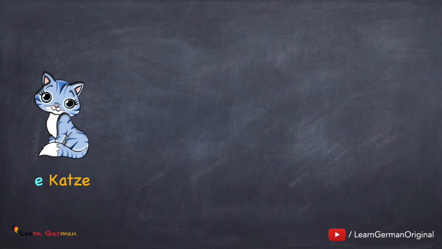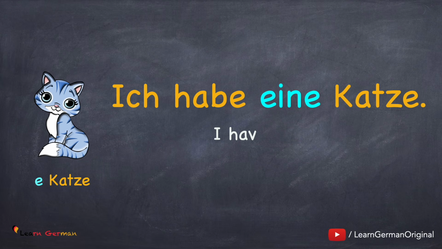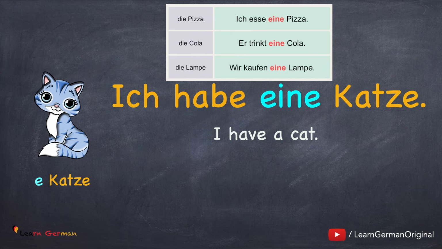Now let's look at an accusative object that is feminine. Ich habe eine Katze. Here the accusative object is Katze and the article remains eine, just like in the nominative. Similarly, ich esse eine Pizza. Er trinkt eine Cola. Wir kaufen eine Lampe. The indefinite feminine article remains eine.